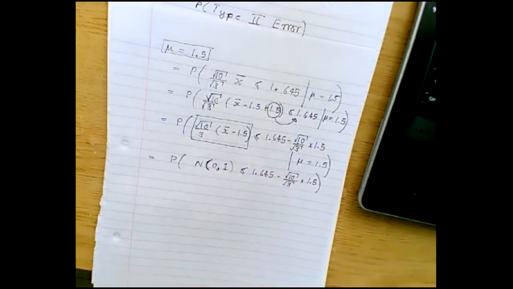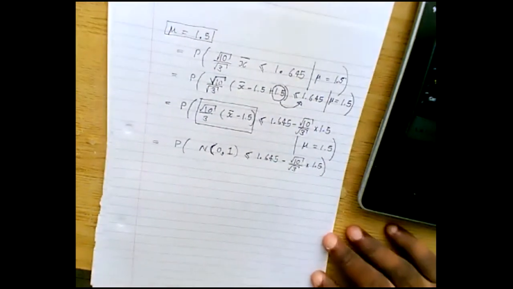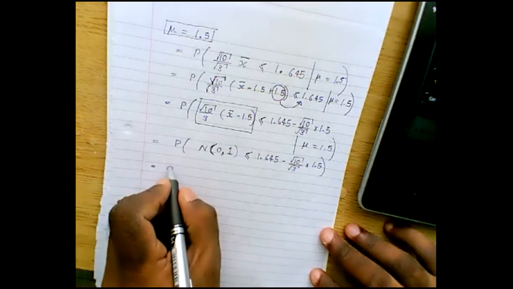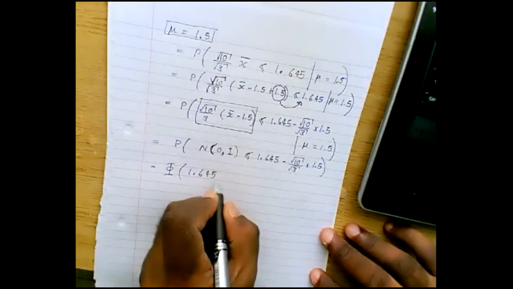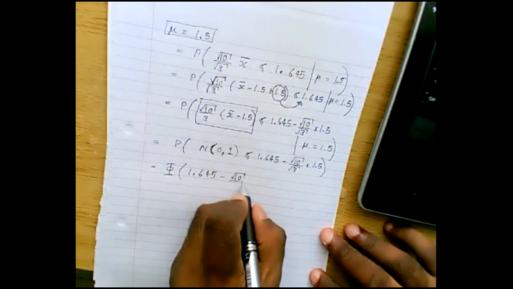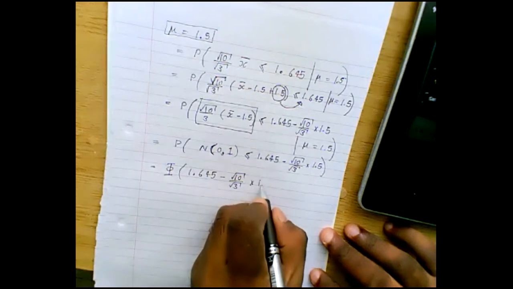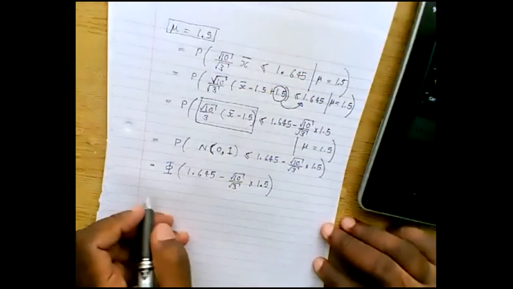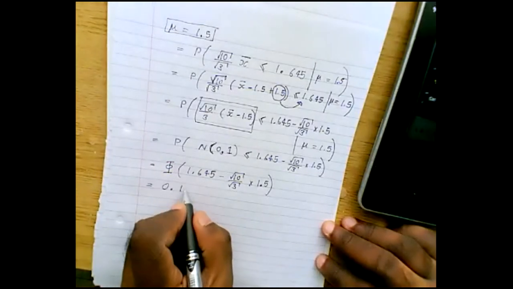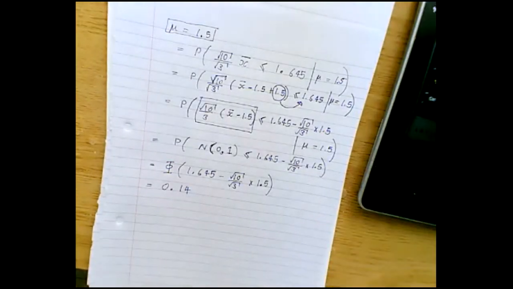And finally, this is the CDF of the standard normal at 1.645. If you work this out using the normal table or some other means, you will get 0.14. Okay, guys, are you okay with this? So this completes part 2 of question 2. If you're not okay, please let me know.